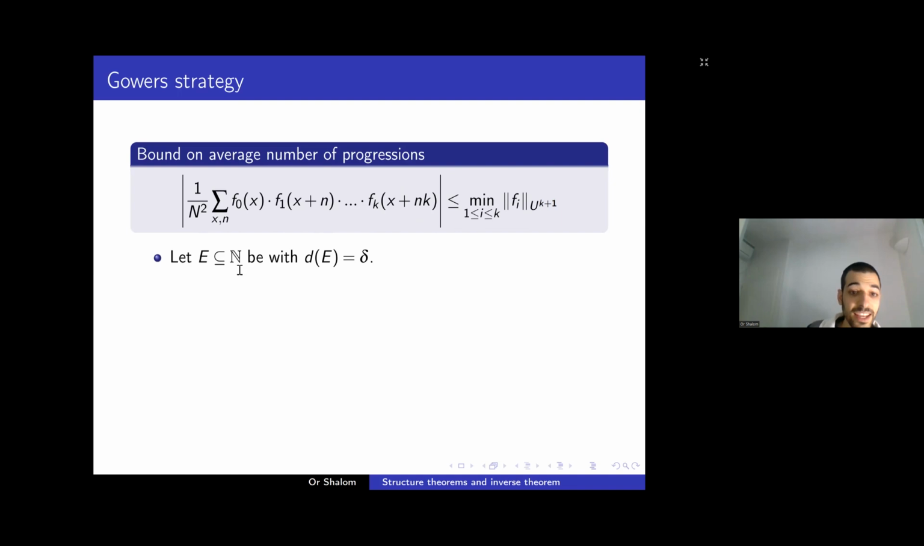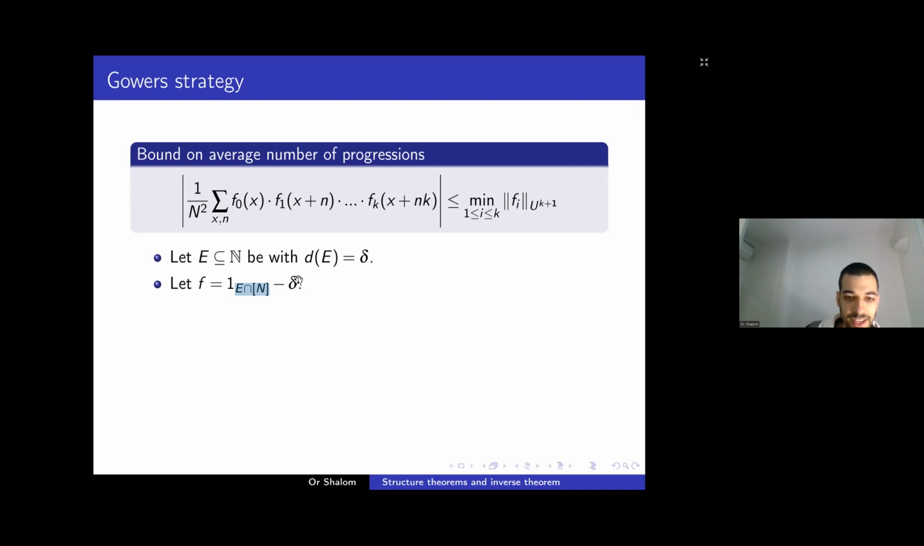You start with an infinite subset of the natural numbers, which has positive density delta. Then you fix n sufficiently large so that the size of this set is roughly delta times n. This is exactly the definition, and you can always do that. And then, this size is roughly delta n.